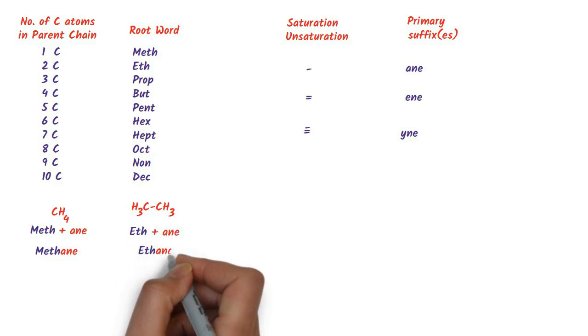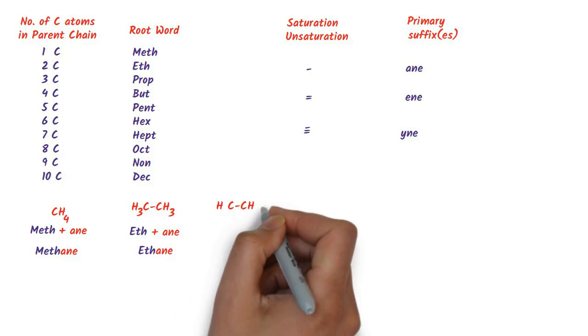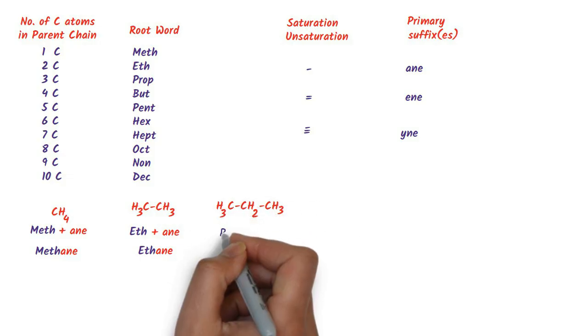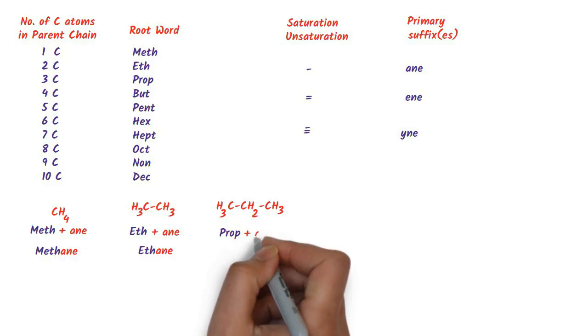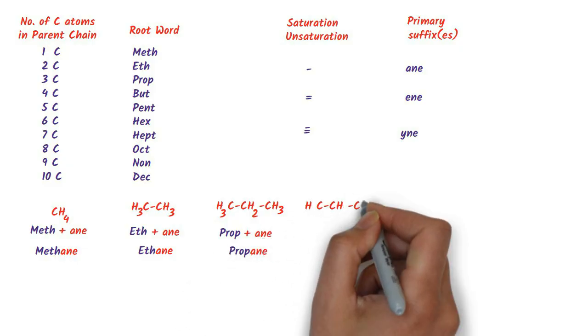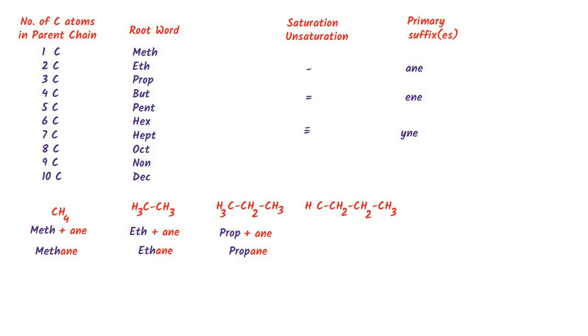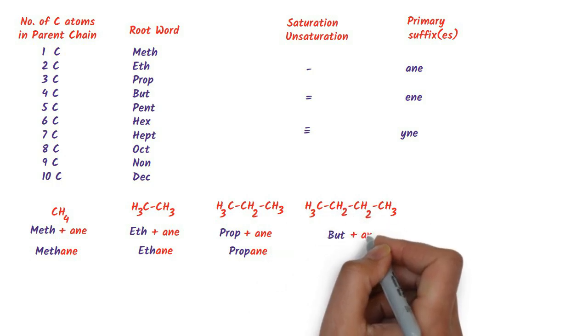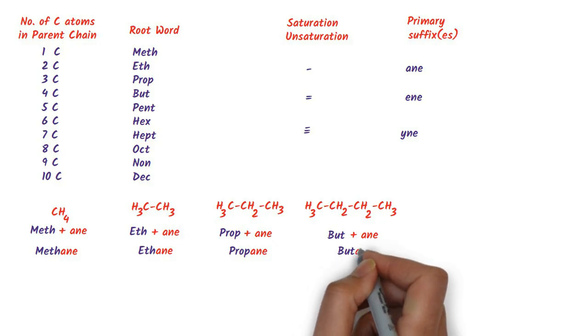The name becomes ethane. Likewise, in this molecule, 3 carbons are single bonded, so root word is prop and suffix is ane. The name becomes propane. For this molecule, the parent chain has 4 carbons which are single bonded, so root word is but and suffix is ane. The name becomes butane.